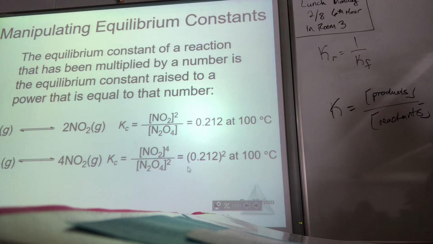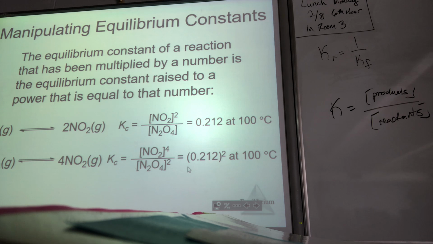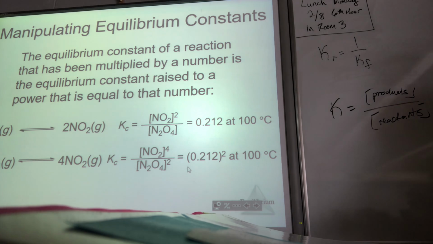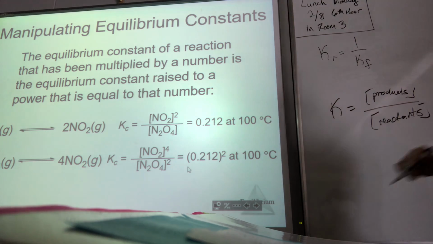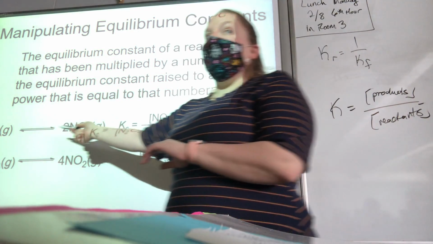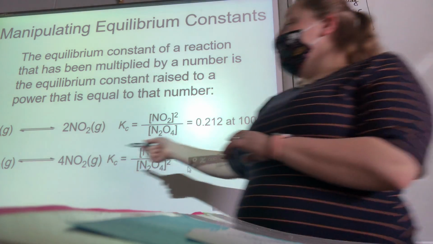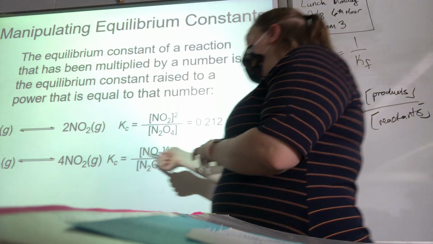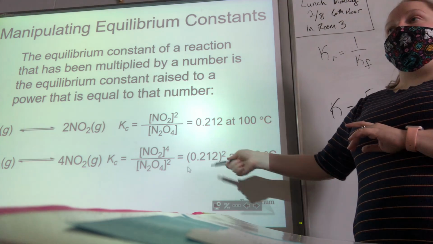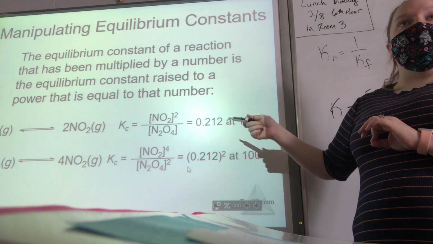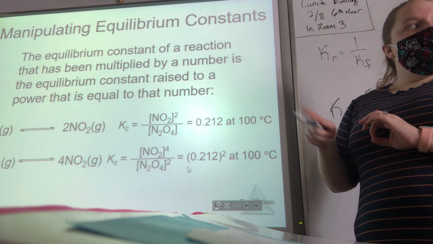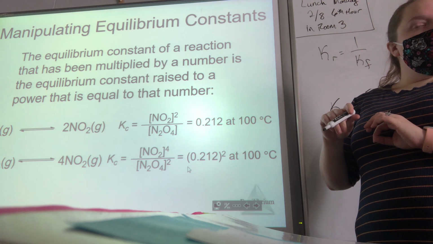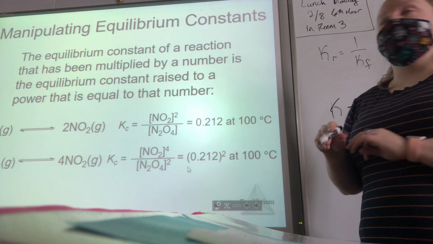Okay. In particular, another thing that we can do is if we multiply the entire reaction by some number, we can manipulate K by raising it to that power. So for instance, up here we have the reaction. We know what the K value is. Here we've doubled both sides. Do we see that? What we can do is we can take the equilibrium concentration raised to the same amount that we multiplied the whole thing by. So there's another manipulation for K.